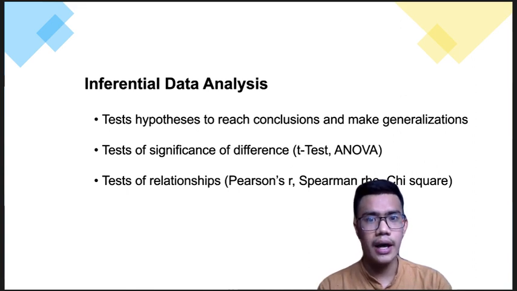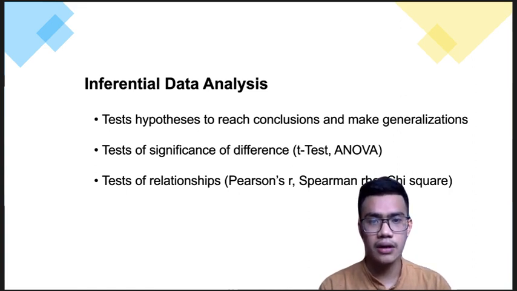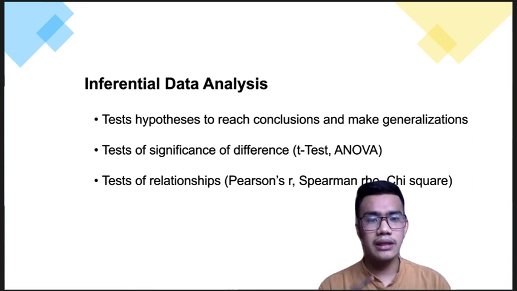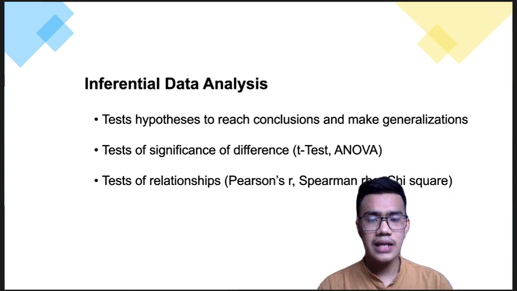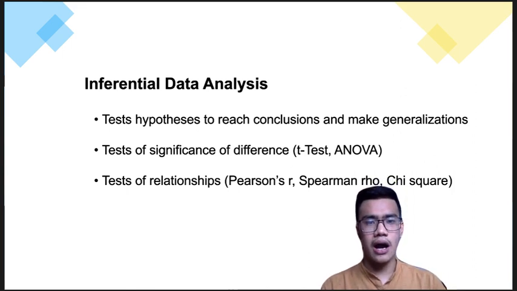While under inferential data analysis, this time we test hypotheses to reach conclusions, meaning we formulate conclusions and generalizations about the findings of our study. It could be a test for significant differences or a test of significant relationships. Under significant difference, we commonly use the t-test and the one-way ANOVA, or analysis of variance. Next, under the test of relationships, we have the Pearson's r, Spearman's rho, and the chi-square.